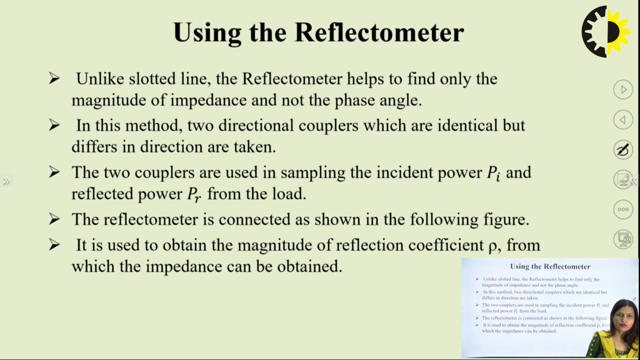Next method of measurement of impedance is by using a reflectometer. Unlike the slotted line, the reflectometer helps to find out only the magnitude of the impedance and not the phase angle, right? So we can only find out the magnitude of your impedance. In this method, two directional couplers are identical but different directions are taken. It means both are placed in different directions but both are identical. So two couplers are used in the sampling, the incident power Pi and the reflected power PR. So from both directional couplers we will calculate what is Pi and what is PR. The reflectometer is connected as we will show in the next slide, and it is used to obtain the magnitude of the reflection coefficient rho, from which the impedance can be obtained.